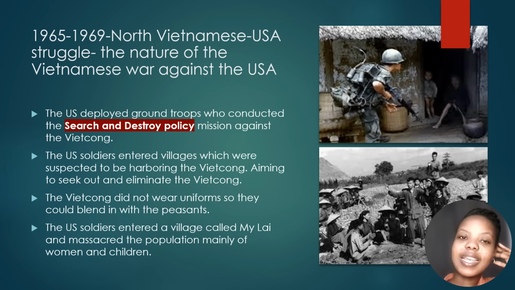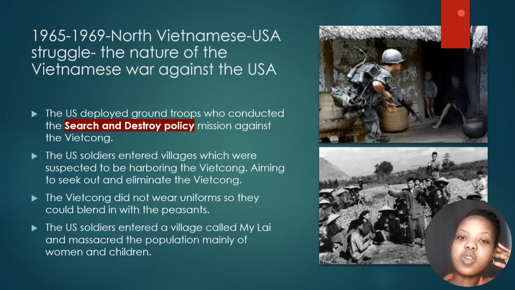And then here's another strategy that was used by the USA, which is the search and destroy policy. So the US deployed ground troops, meaning that they sent troops to the ground to conduct the search and destroy mission against the Viet Cong. The US soldiers entered villages which were suspected to be harboring the Viet Cong, aiming to seek out and eliminate the Viet Cong. As you can see, aiming to seek out and kill the Viet Cong.